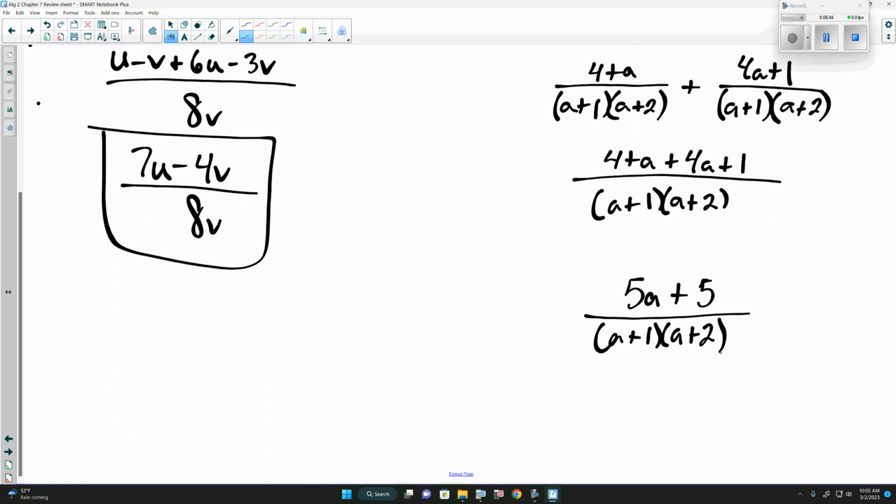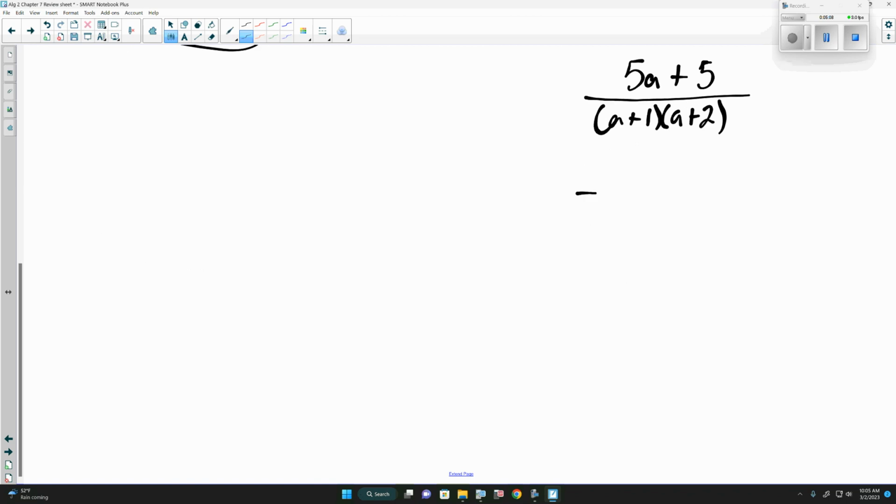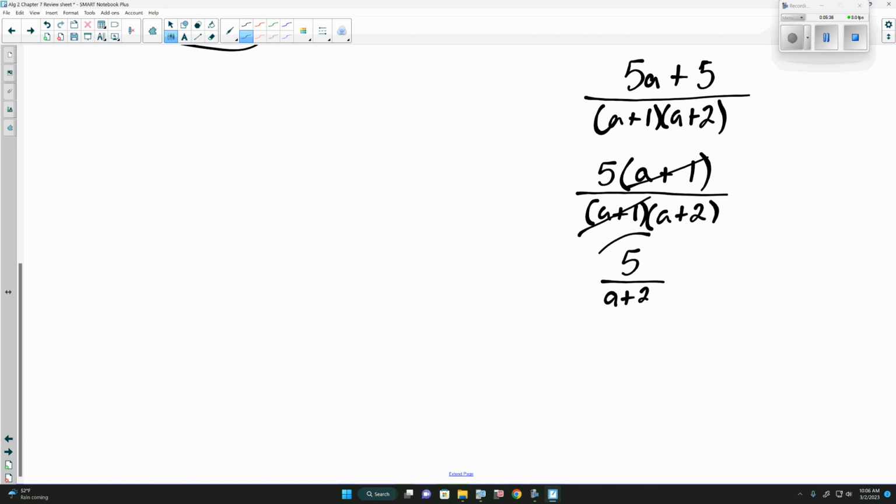Now, we will be done as long as nothing simplifies or factors. Is there a greatest common factor between 5a and 5? So we can factor it out, which leaves us 5 factored out of 5a is a, 5 factored out of 5 is 1. Here, after doing that, we do have something in common on top and bottom. So the a plus 1 and a plus 1 will simplify, leaving us with 5 over a plus 2.